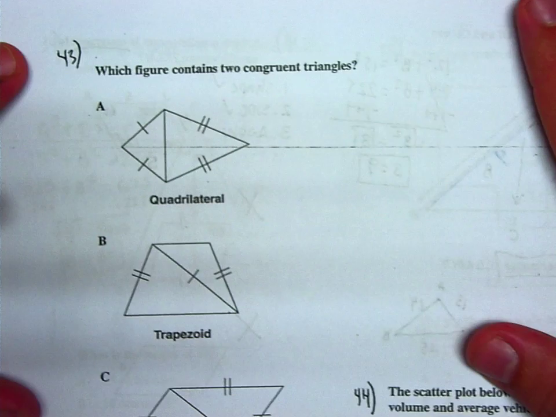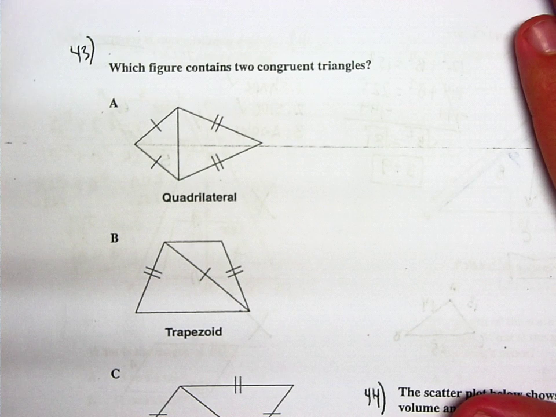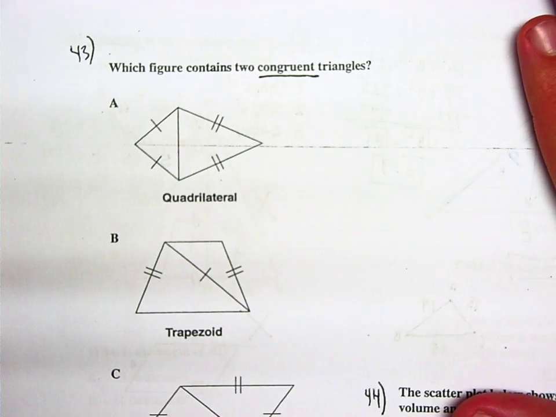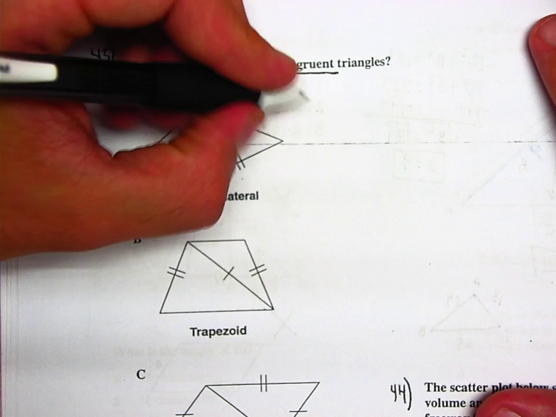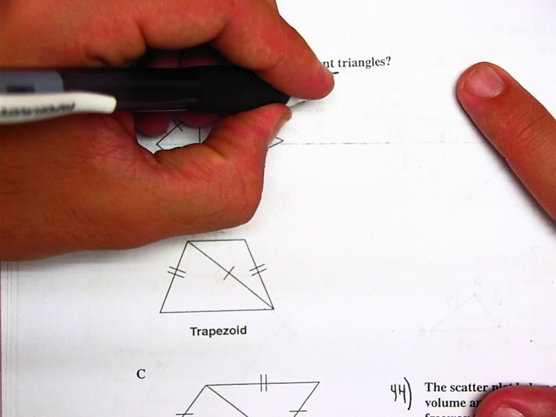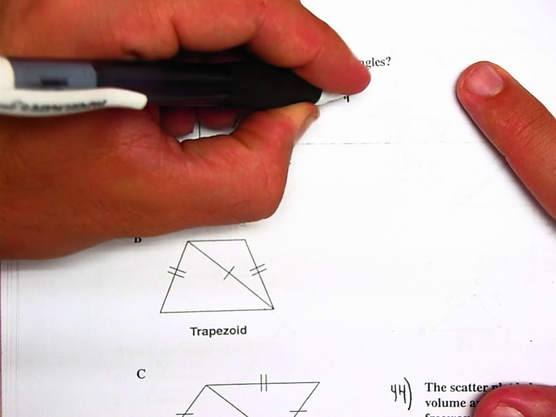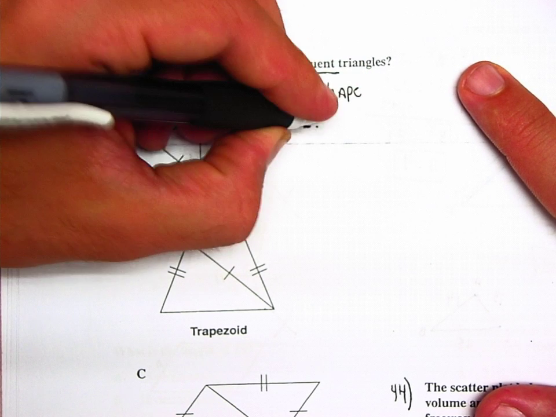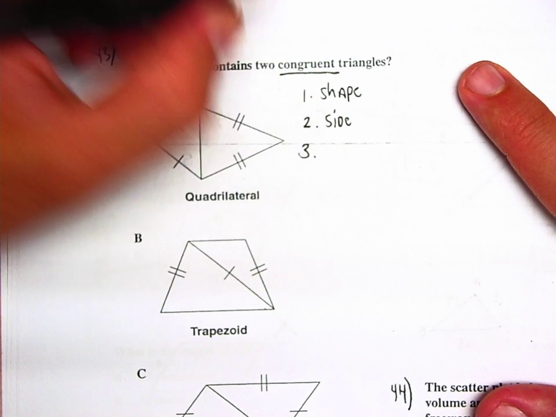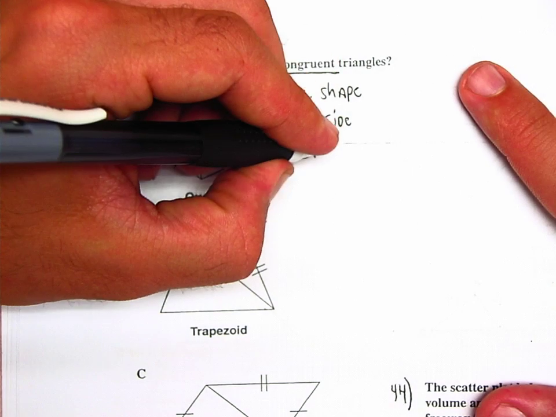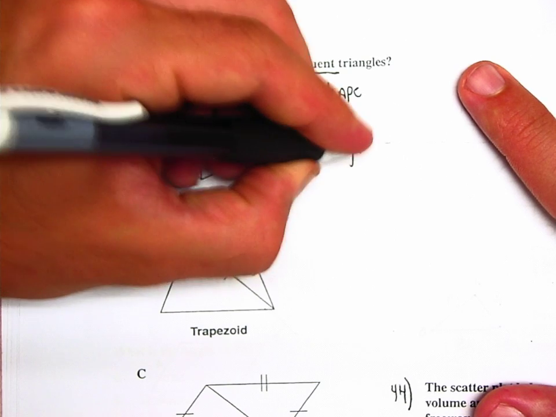Moving on. Question 43. Which figure contains 2 congruent triangles? That means the 2 triangles in that figure should be congruent. Again, I'll refresh my memory that congruent means they are the same shape, so they should both be triangles. They have the same side lengths, so all the lengths are just as long, and they have the same angles.